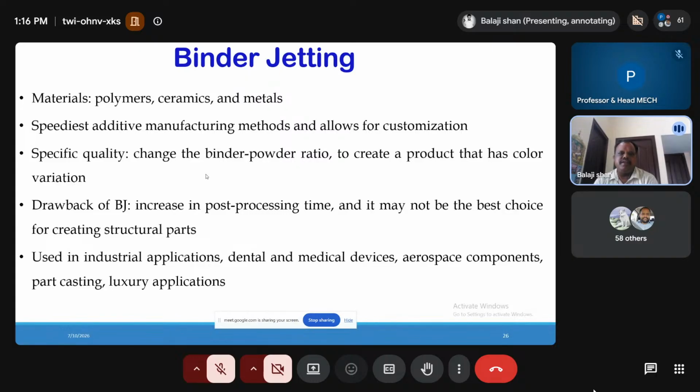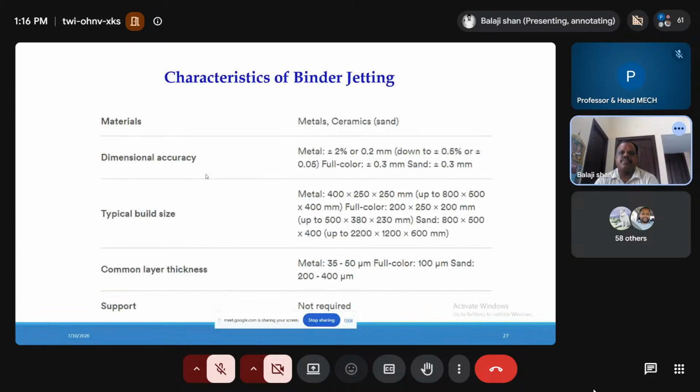The drawbacks of the binder jetting process are increased post processing time, and it may not be best for creating structural parts because it requires post-processing methodology. It is used in industrial applications, dental and medical devices, aerospace components, and podcasting and luxury applications. So, what are the basic characteristics of the process?